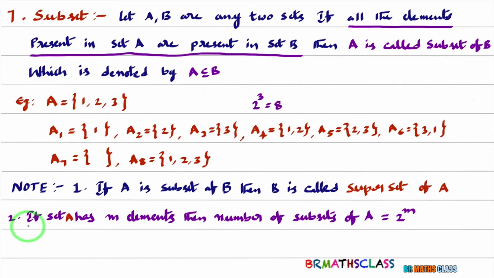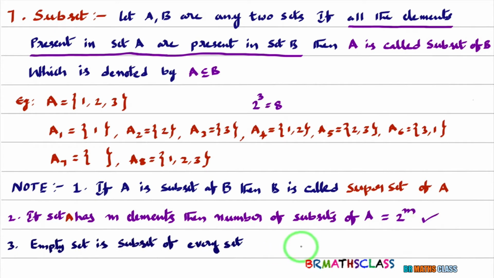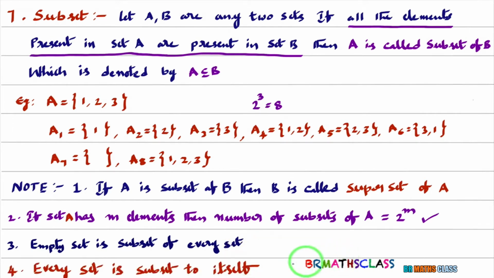So what is the second point related to subset? If set A has m elements, then number of subsets of A equals 2 power m. This is the important point you need to remember. And it is important point: empty set is subset of every set. Please keep this point in your mind. Empty set is subset of every set. Next point. Every set is subset to itself.